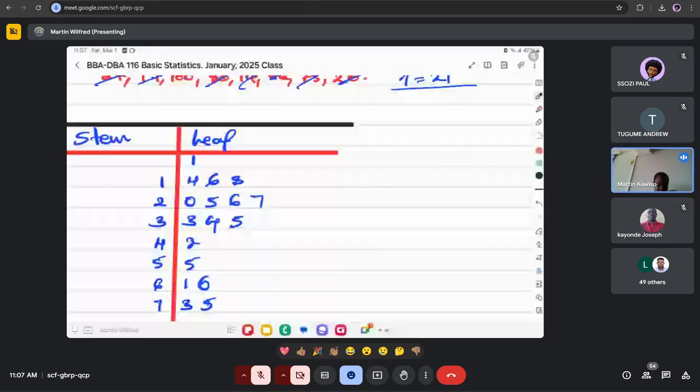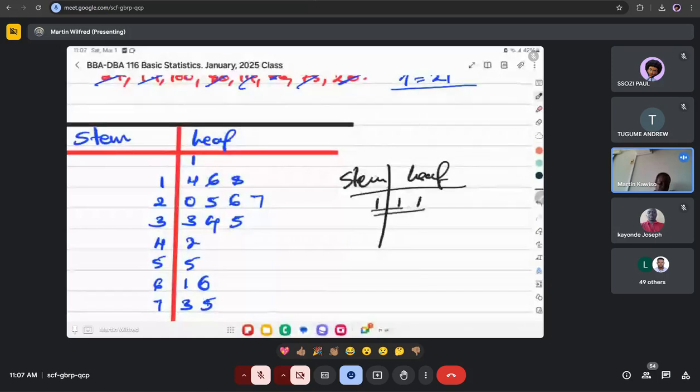I'm saying that these are independent values. So assuming you have 11 and 11, this is 11, this is 11. They are two different what? Values.